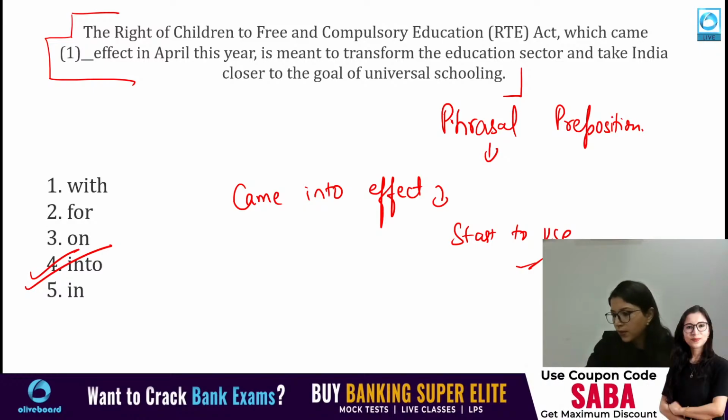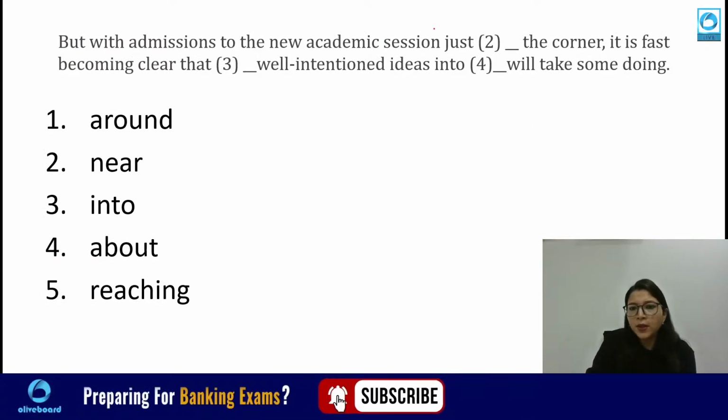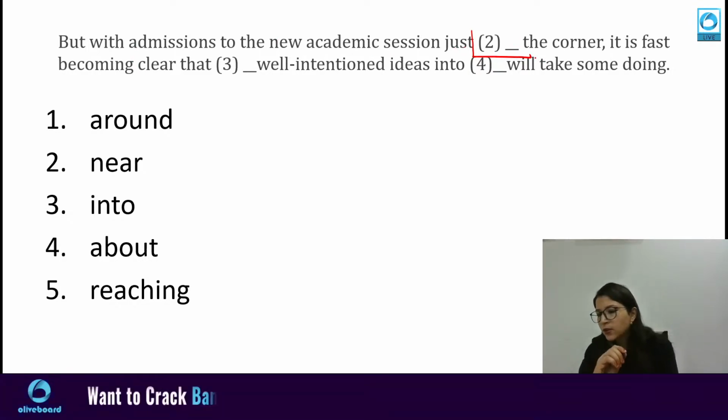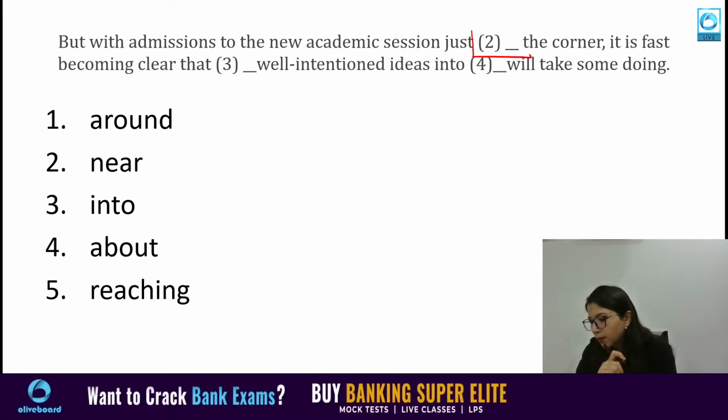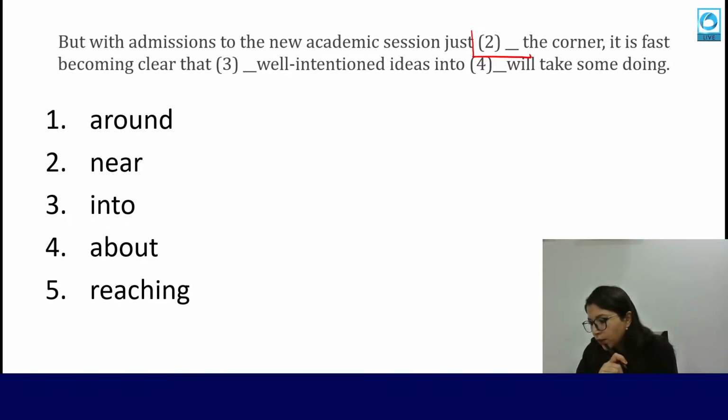Fourth, very good. Yes, maximum are correct. Very good. Next, second blank. Now here for this blank you have to substitute. But with admissions to the new academic session, just dash the corner. What it will be? Someone replied also. Very good. What does this mean? Very good.